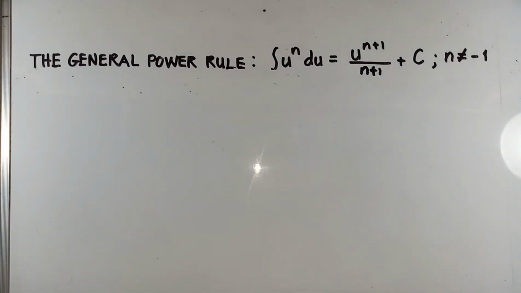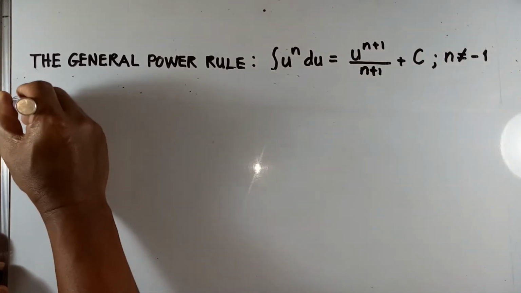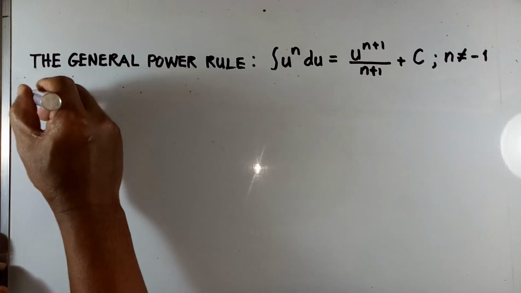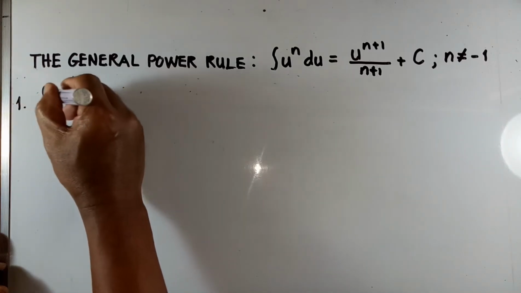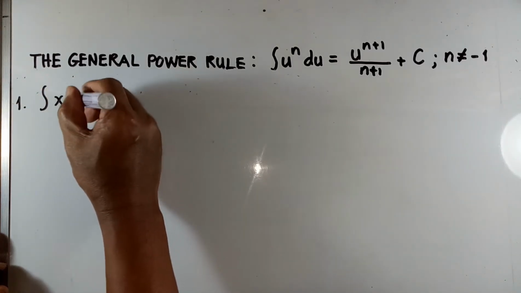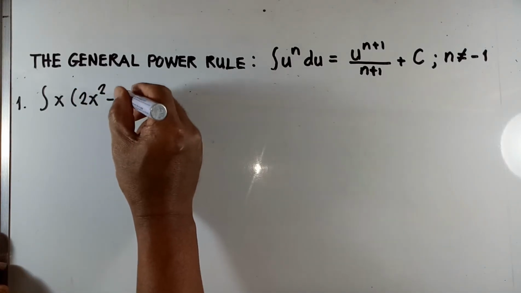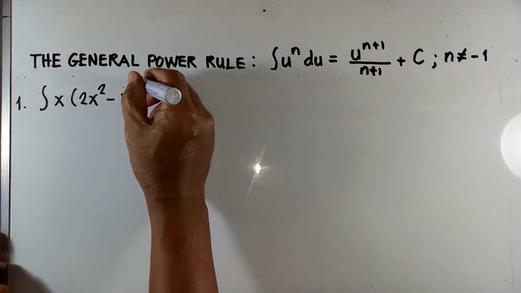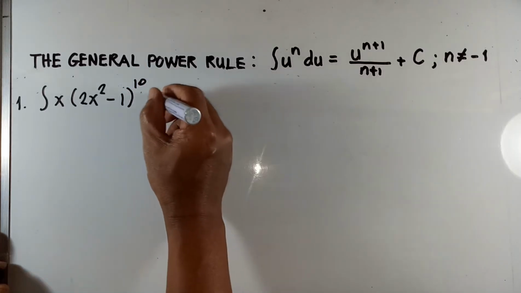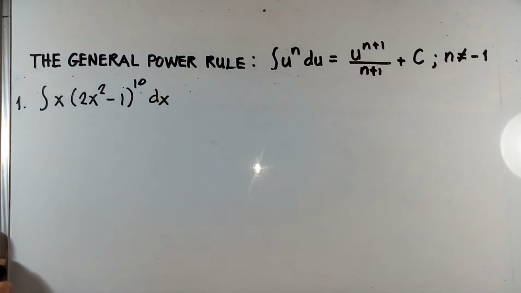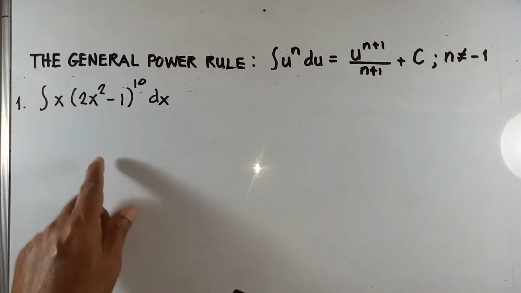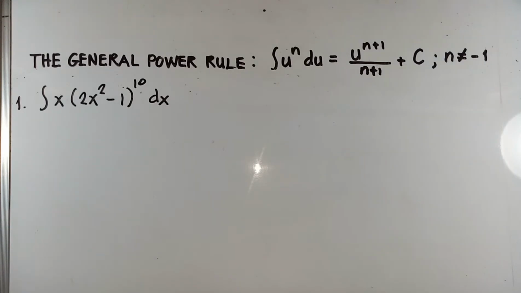Paano ba siya gamitin? Okay, so let us have example. Example number 1. Evaluate the integral, let's say for example, of x times 2x squared minus 1 raised to 10 dx. Integral of x times 2x squared minus 1 raised to 10 dx.